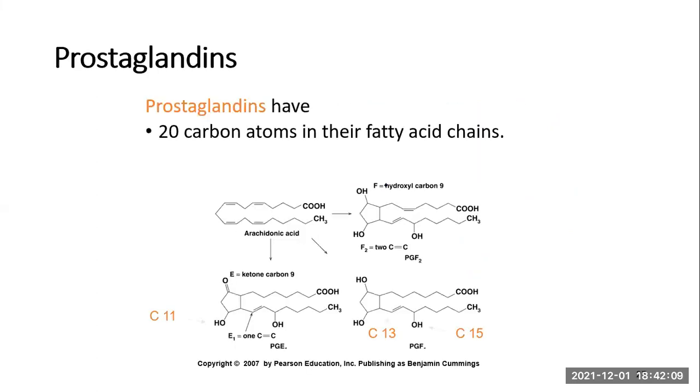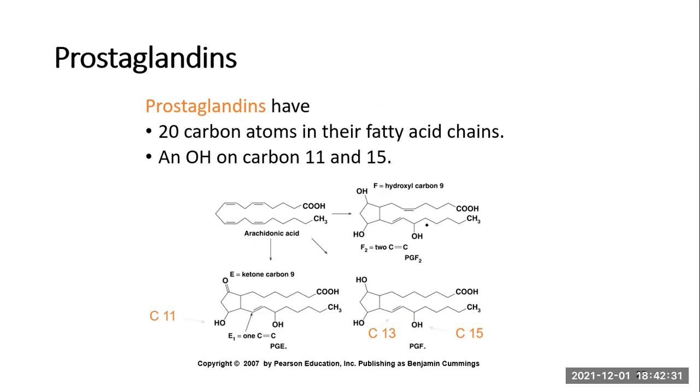So let's talk a little bit about prostaglandins. Prostaglandins have basically 20 carbon atoms in their fatty acid chain. They have an OH on carbon 11 and 15, and they have a trans double bond at carbon number 13. So carbon number 13 over here, we have the trans double bond.